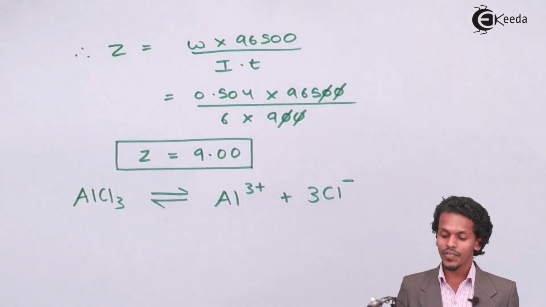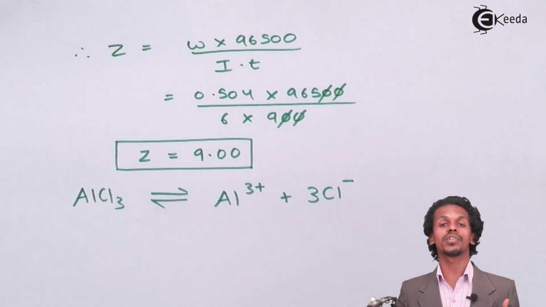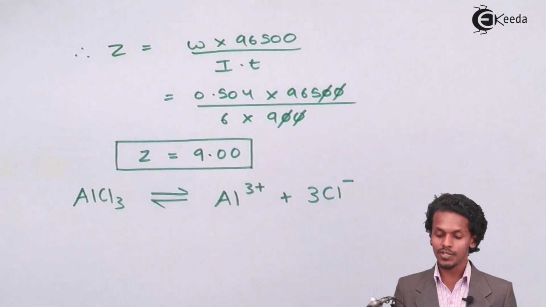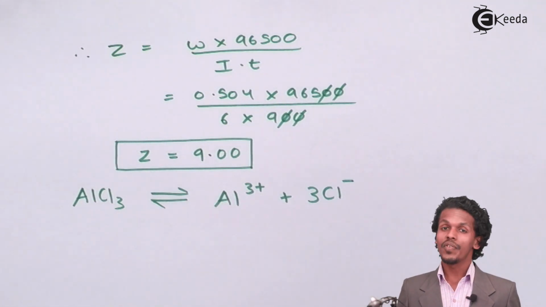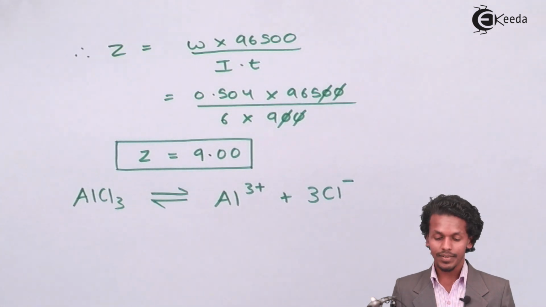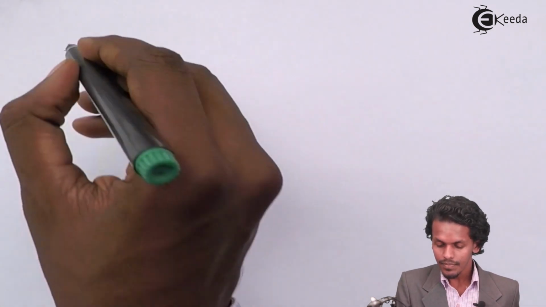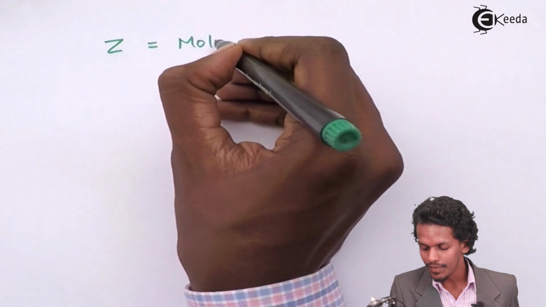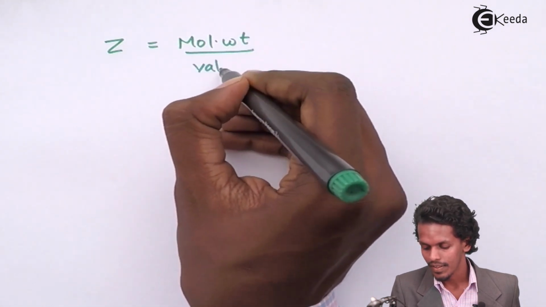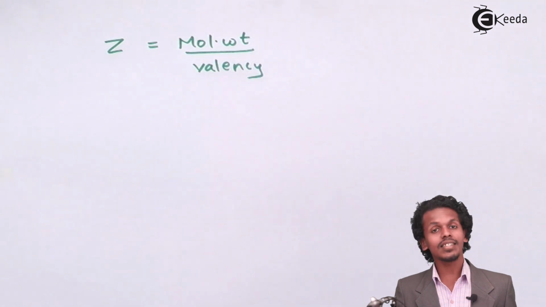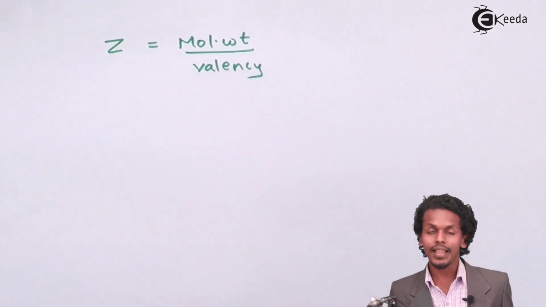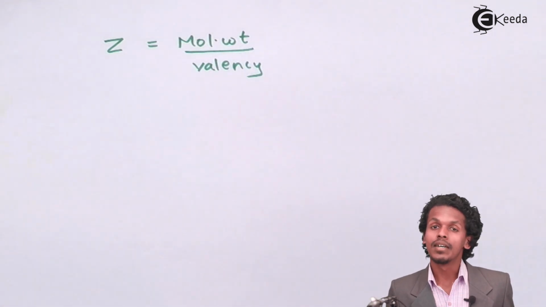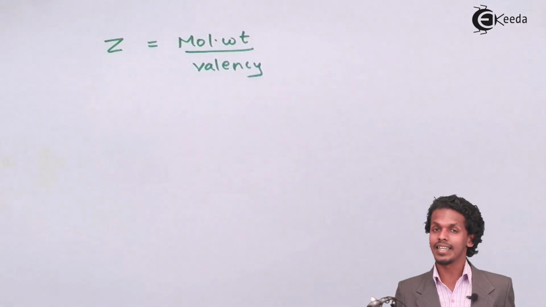In this case, what you can observe is there is a 3 plus charge, or the oxidation state, or you could say the valency of this element is 3 plus. We know the formula of equivalent weight, Z, is equal to molecular weight divided by valency. In this case the molecular weight is to be estimated, but we know the valency of the aluminum present in AlCl3.